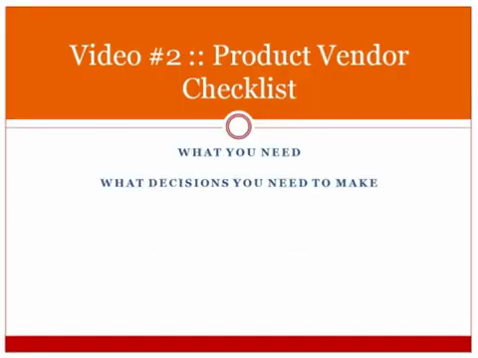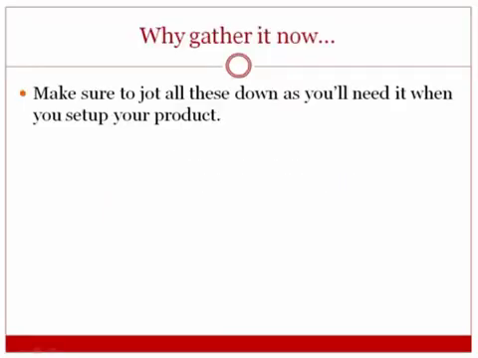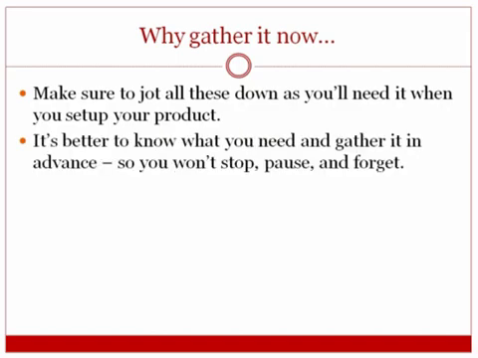Hello and welcome to video number 2, Product Vendor Checklist. We're going to talk about what you need and what decisions you need to make. So why gather it now? Make sure to jot all these down as you're going to need it when you set up the product. And it's better to know what you need and what kind of decisions you need to make beforehand so you don't stop, pause, and forget.